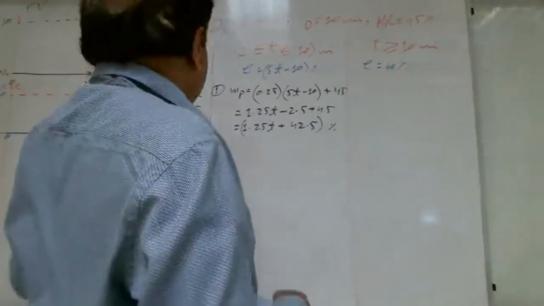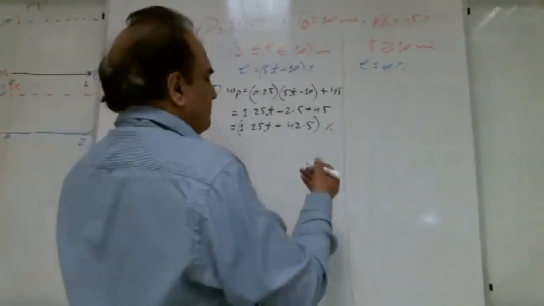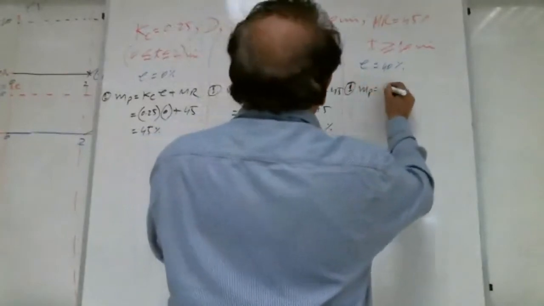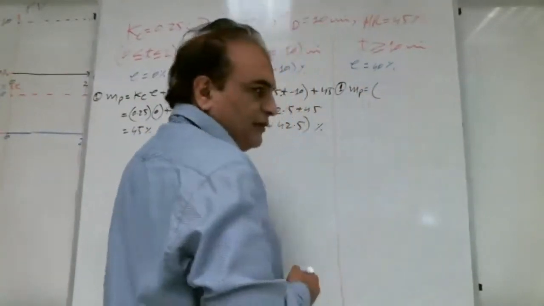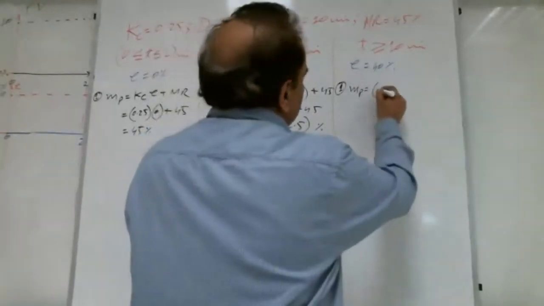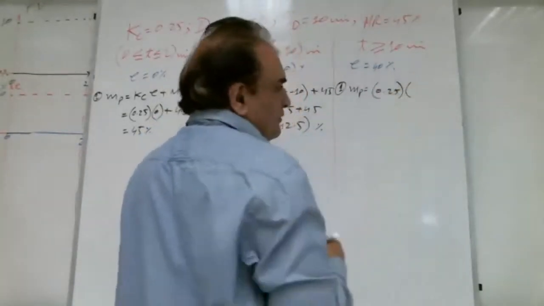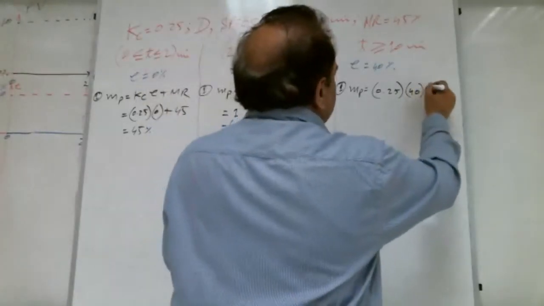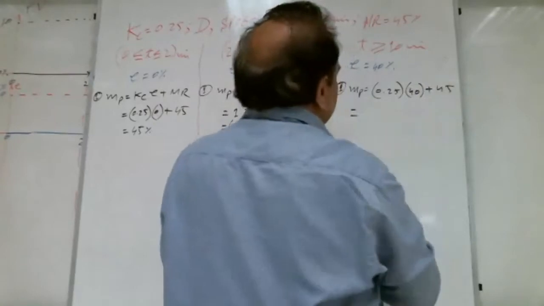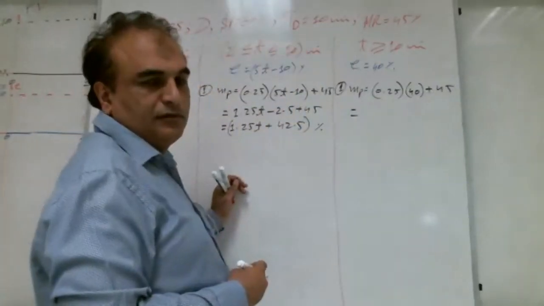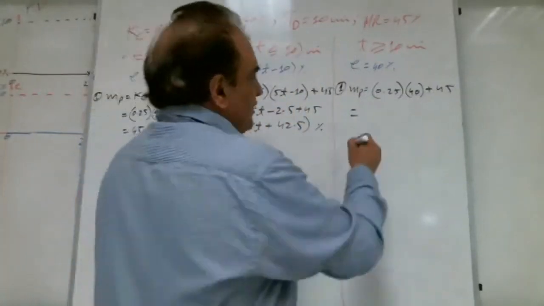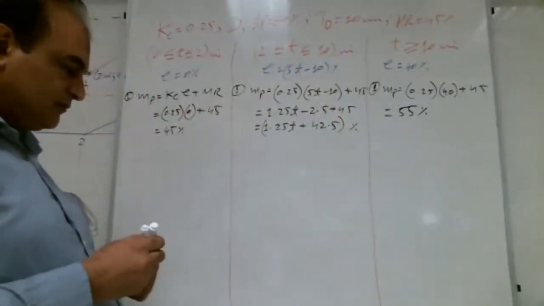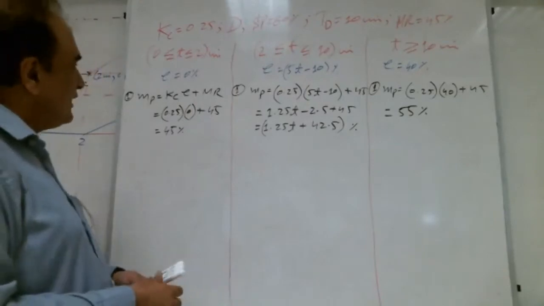Here, Shabab, MP, how much? KC, how much? 0.25. Error? 40. Very good. Plus 45. How much, Shabab? 55. Very good. 55%.